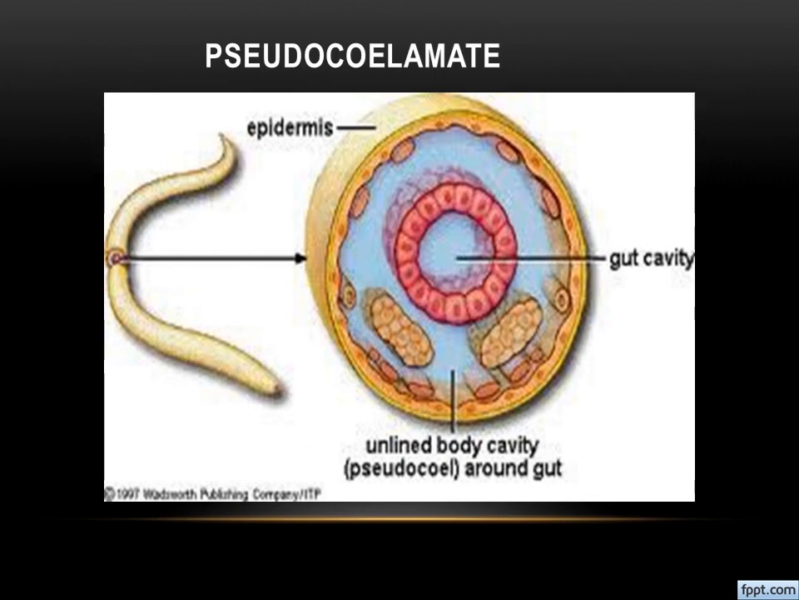The next one is pseudocoelomates. So in pseudocoelomates the outermost layer is ectoderm and the center one they marked as the gut cavity, and the middle there will be mesoderm as well as endoderm. The mesoderm they marked as an unlined body cavity, the pseudocoel, around the gut region. The mesodermal layer is formed as pouches. It's not a clear cavity. That's why they said it is pseudocoelomate. Fine? Right.